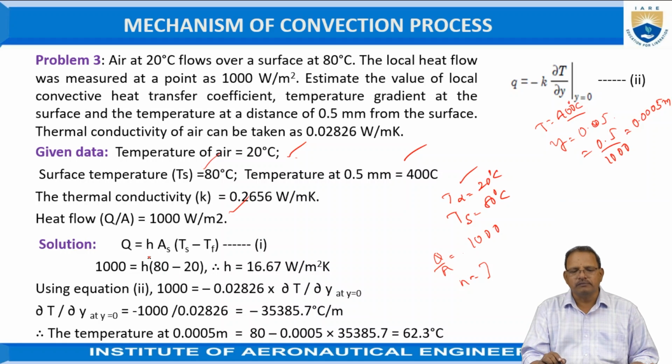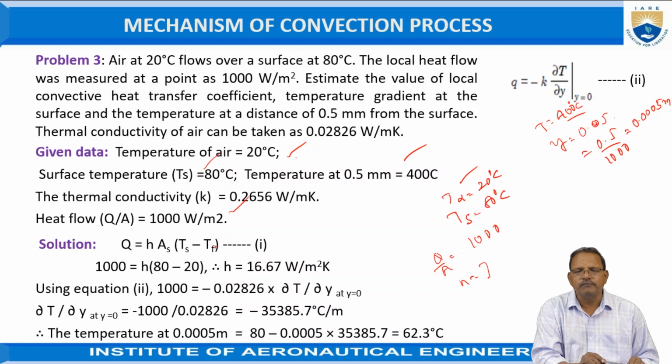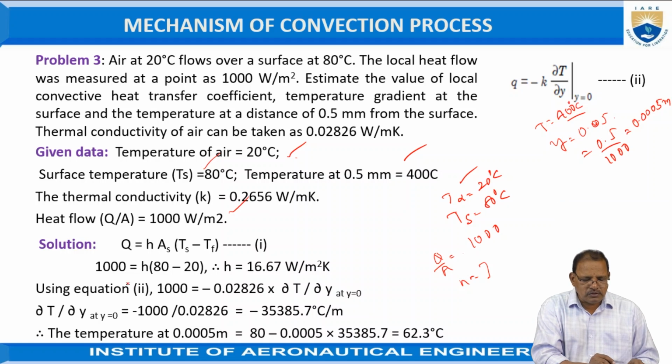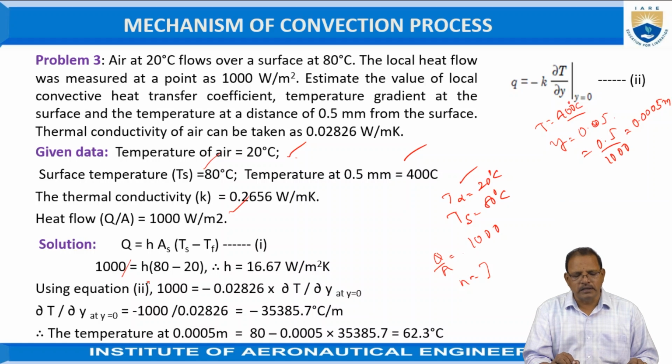So from the relations now, we have Q is equal to h into As multiplied by (Ts minus Tf). This is nothing but the amount of heat energy that is flowing by the convection process, where h is equal to the convective heat transfer coefficient. So from this relationship we get Q by As, because here it is given as 1000 watts per meter square. So from this relationship Q by As is equal to 1000.